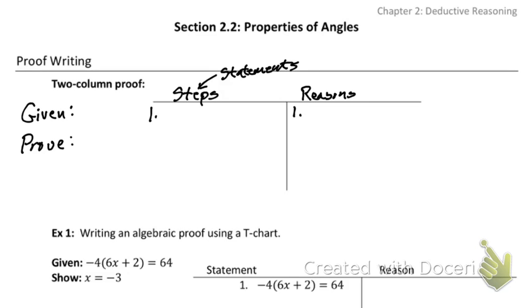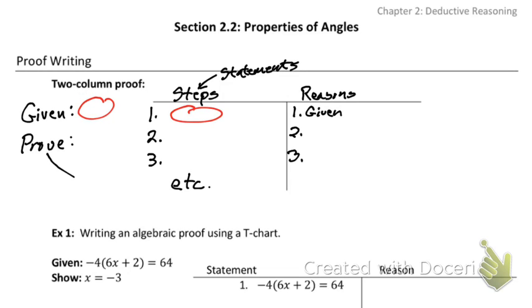Now, your very first reason is almost always your given. So you literally take whatever's here and we actually put it right here and we list that was our given. That's what I was given. And then we kind of work our way down in our steps and we make sure our reasons match up with our steps as well. So 2 will match up with 2, 3 with 3, and so on and so forth. And we're just going to keep going, etc., until we get to our proof. Once we prove something, then we are done. Same thing over here. We just keep going, etc., etc.